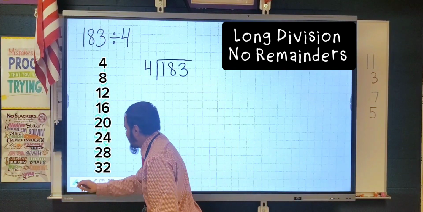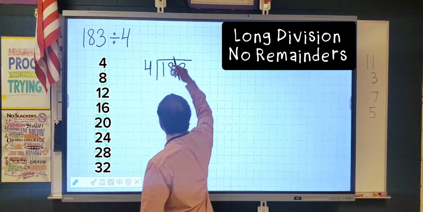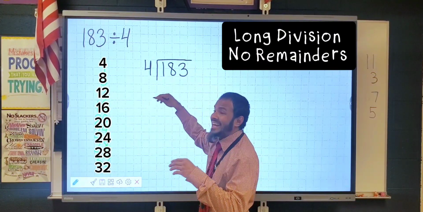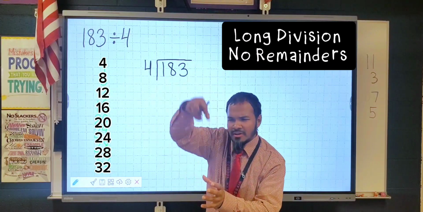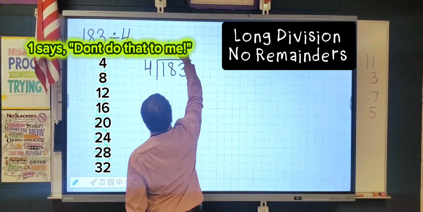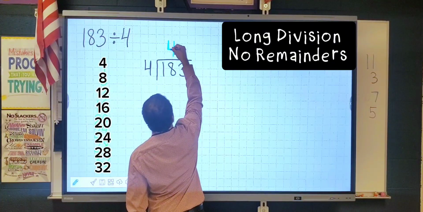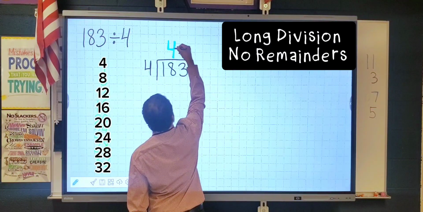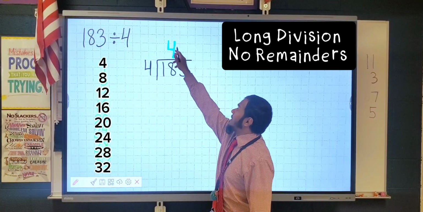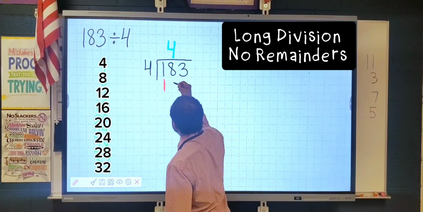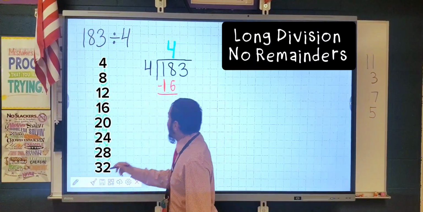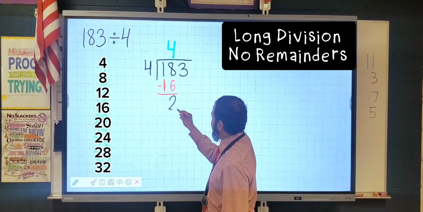I will go ahead and put a 4 at the top. Remember, we're going to put it on top of the 8, not the 1, because the 1 needed air support. How are you going to put something on top of something that needs support? Don't do that to me. Put a 4 on top of the 8. And then I'll say 4 times 4 is 16. And I'm going to go ahead and subtract that. And when I subtract that, I get 2.